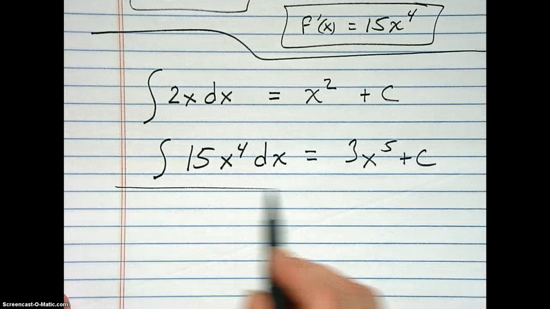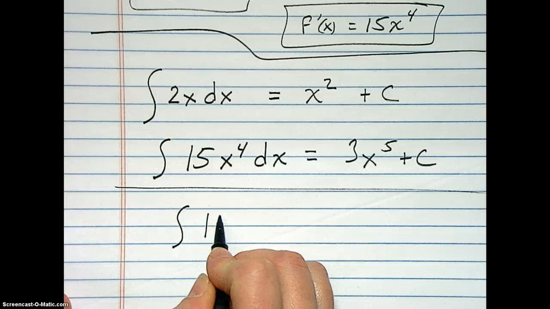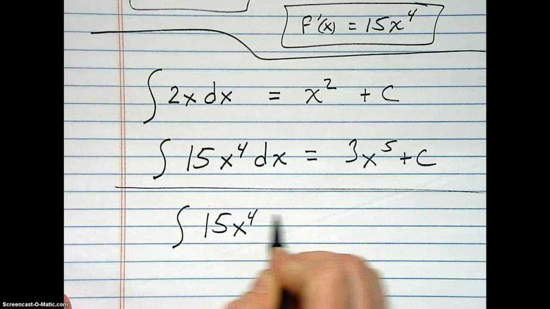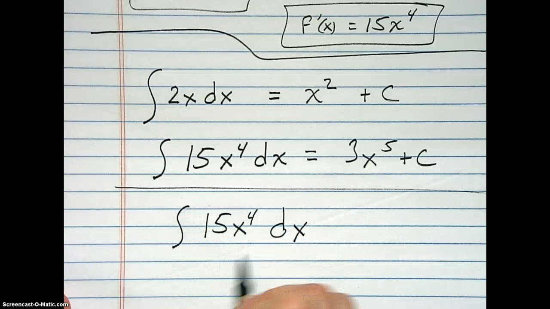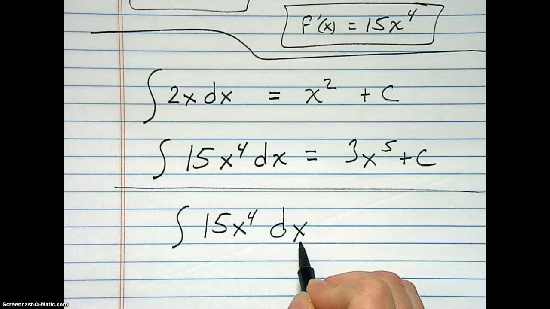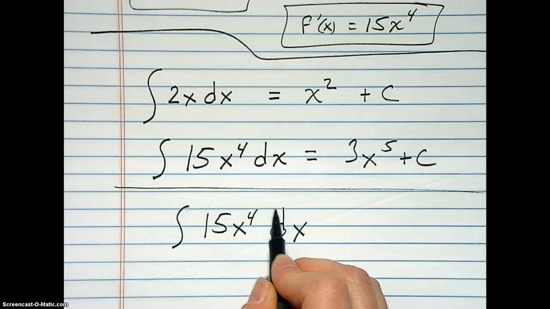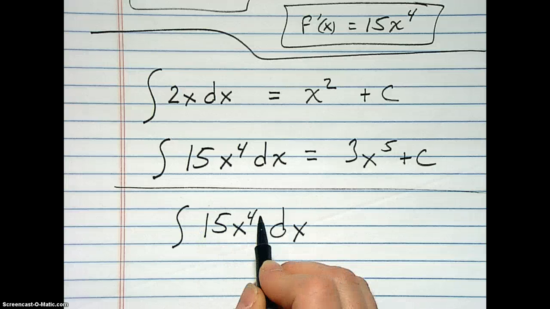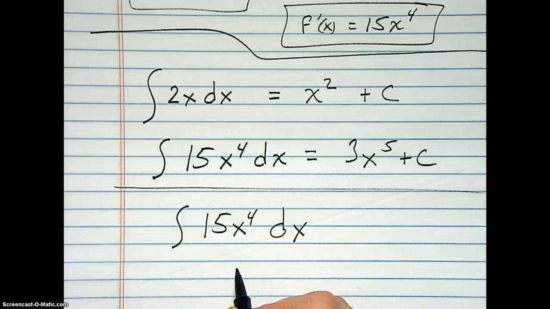Okay, so let's talk about the nuts and bolts of integration now. We'll do it with this 15x to the fourth dx. So we're integrating 15x to the fourth with respect to the variable x. When we differentiated, we brought down this exponent, lowered it by 1, and multiplied. So there was this multiplication thing going on that we always did first. In integration, since it's the opposite, instead of multiplication, what are we going to do? Division. We're going to divide.